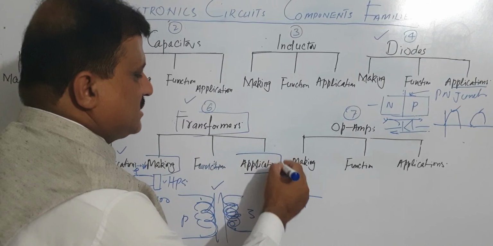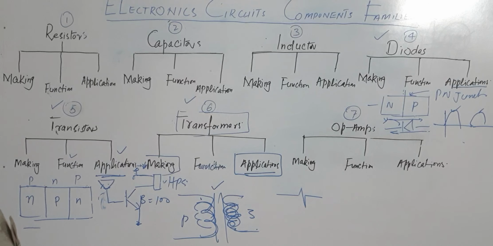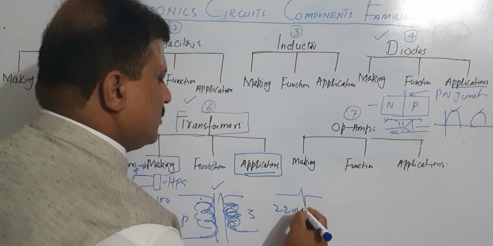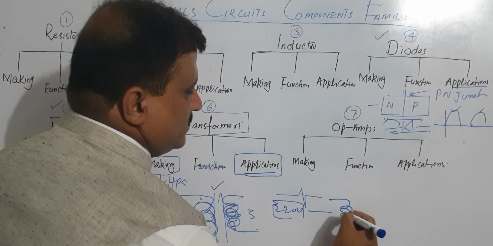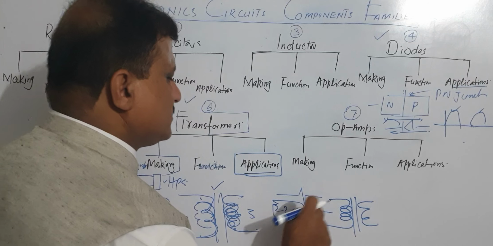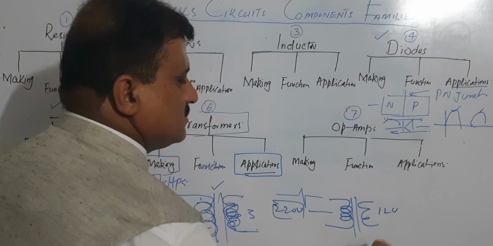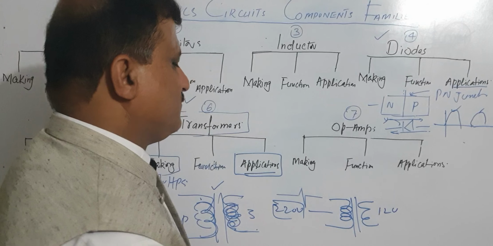The applications of transformers are mostly in power supplies, because as I mentioned, once we connect the 220 volts to our electronic gadget, it goes into a transformer, which is called a step down transformer. It converts the 220 volts, in some cases to 12 volts, in some cases to 5 volts, in some cases to 15 volts.